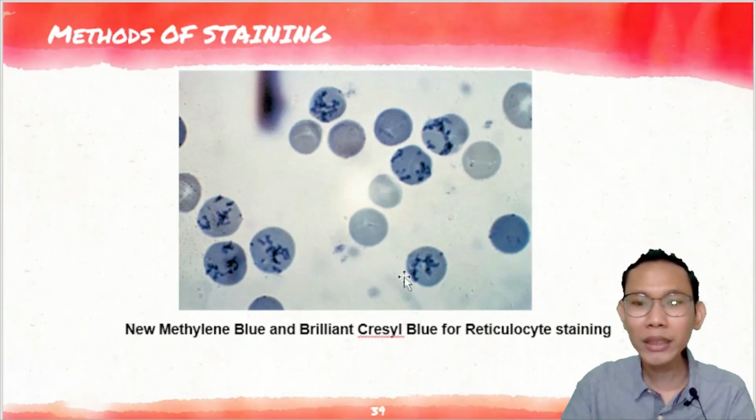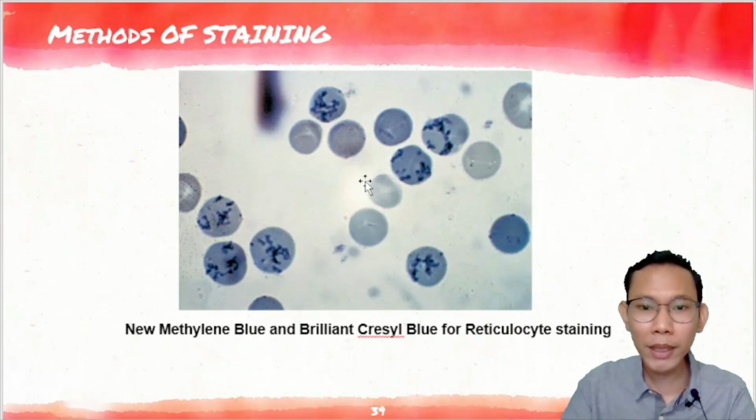So, yan yung magdi-differentiate from your mature red blood cells without your reticulin fibers and your reticulocytes with your reticulin fiber. So these are your reticulocytes.